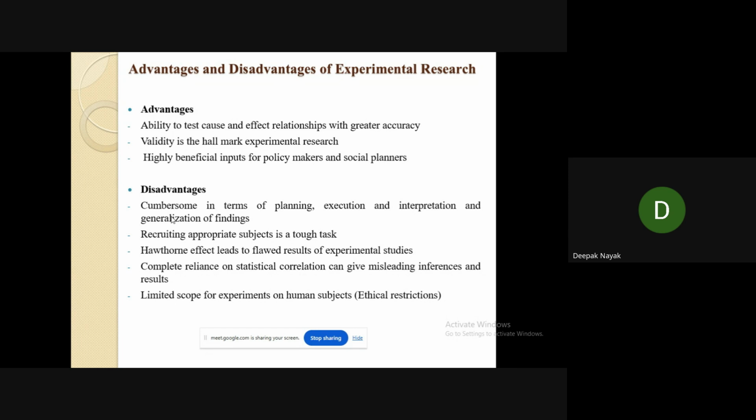Hawthorne effect, as I already said to you in the previous classes. Again, to repeat, the Hawthorne effect is the effect that when you observe people, it is very likely that when people know that you are observing them, they tend to change their behavior, hiding their natural behavior. Wherever you are, once they know that somebody is observing them, they tend to change their behavior.